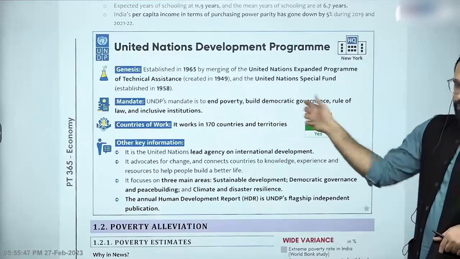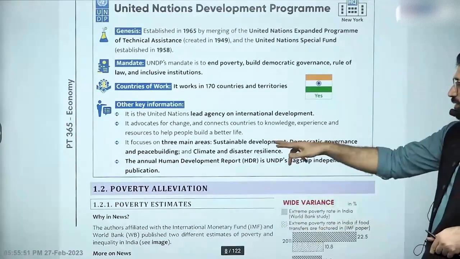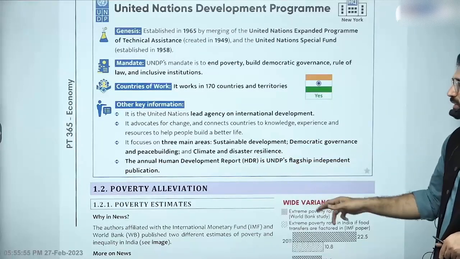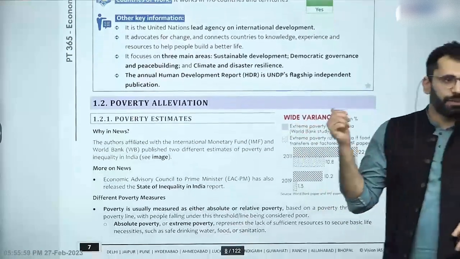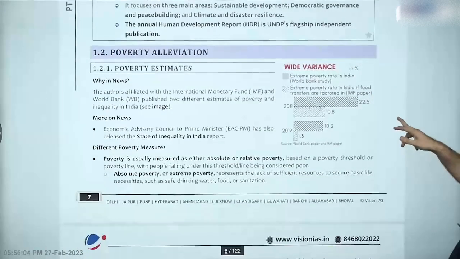This is the role of the state. India is one of the members. Sustainable development, democratic governance, climate and disaster resilience. These are the three major focus areas. Is it clear, human development? Any doubts here? Next is poverty alleviation, poverty estimates.